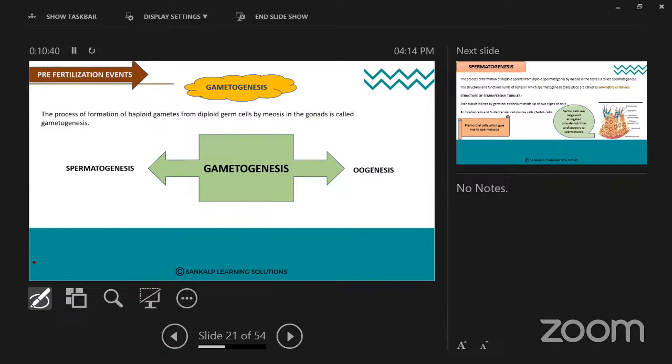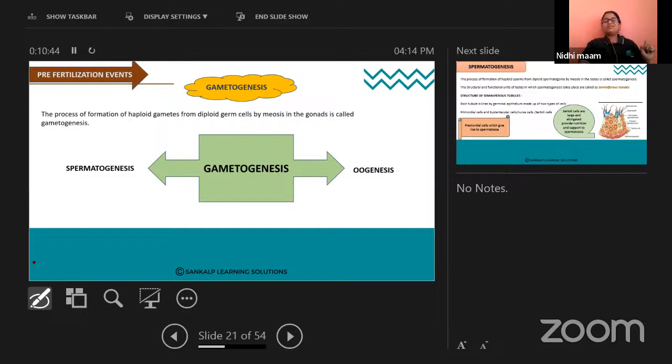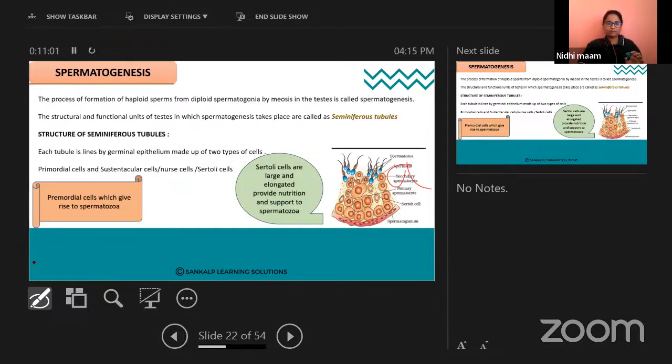Involved in nourishing the developing sperms. Good, very good. Nourishing the developing sperms. It provides nutrients. ಪೋಷಣೆಯನ್ನ ಕೊಡುತ್ತೆ ಯಾರಿಗೆ? ಸ್ಪರ್ಮ್ ಆಗಿ ಬೆಳವಣಿಗೆ ಹೊಂದುತ್ತಿರುವಂತಹ ಸೆಲ್ಸ್ ಗಳಿಗೆ ಅದು ಪೋಷಣೆಯನ್ನ ಕೊಡುತ್ತೆ. ಯಾರು? Sertoli cells. Let us proceed now.